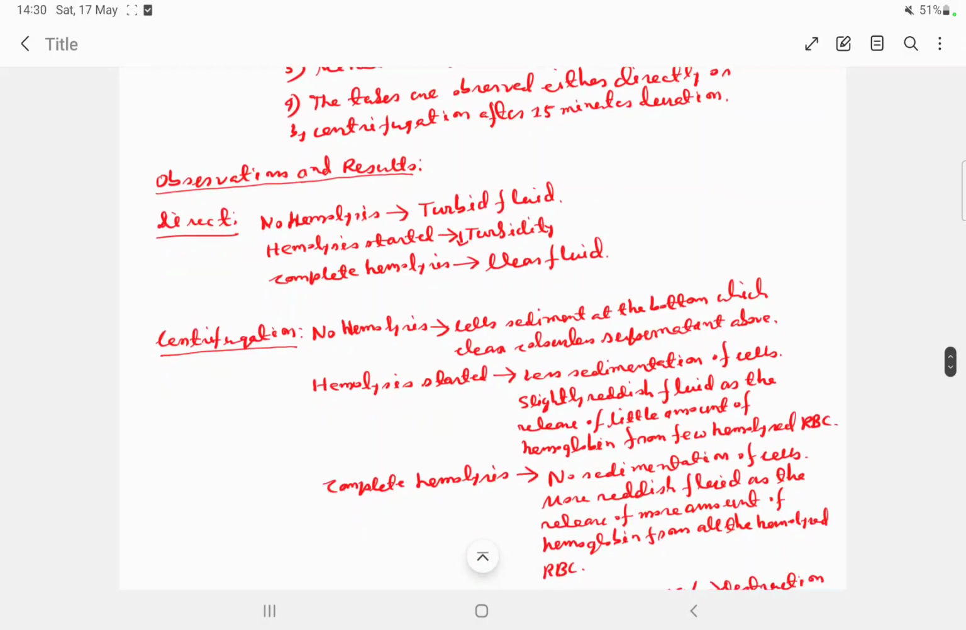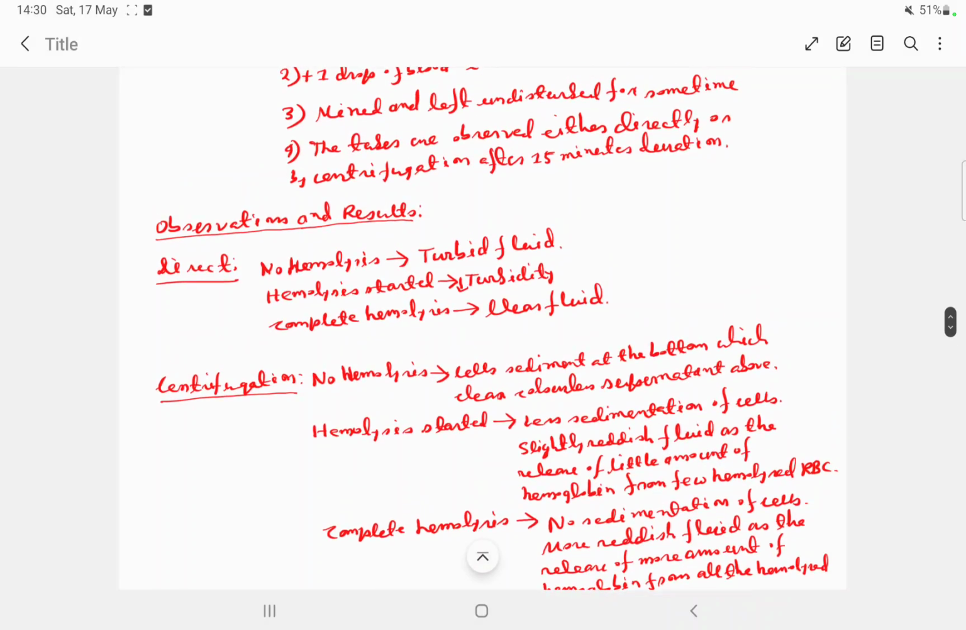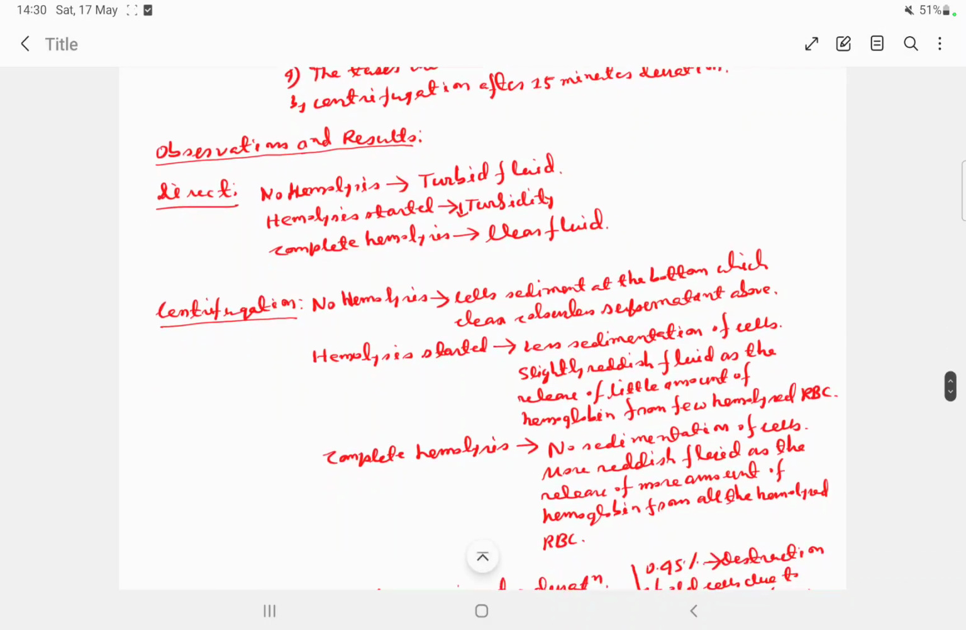So the observations are here. In direct observation, if there is no hemolysis, the solution in the test tube appears turbid. If hemolysis has started, the turbidity will reduce. And if the hemolysis is completed, the fluid becomes clear. It is the direct observation.